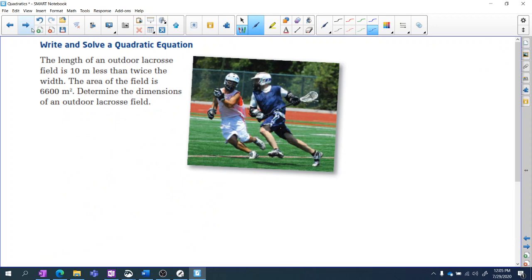All right, so now the fun really starts, is where the quadratic is not provided and you have to create it on your own. So this is kind of that highest level of mathematical thinking where you've got to read, interpret, analyze, and then actually create a function and equation on your own. Let's see what we've got here. It says the length of an outdoor lacrosse field is 10 meters less than twice the width. The area of the field is 6,600 square meters. Determine the dimensions of an outdoor lacrosse field. Well, let's draw a lacrosse field. They're rectangular.